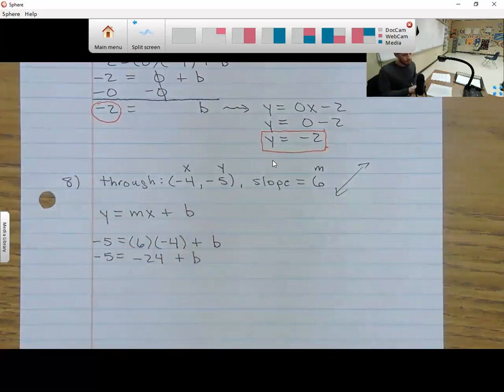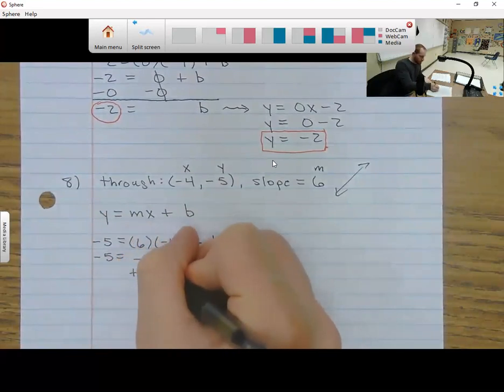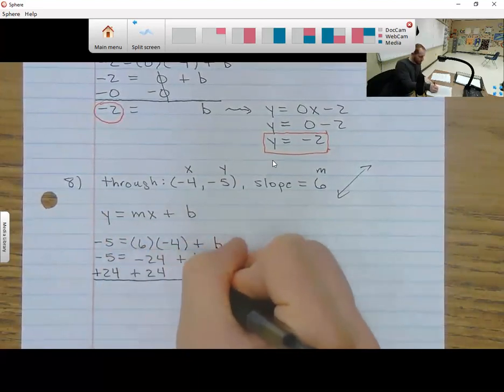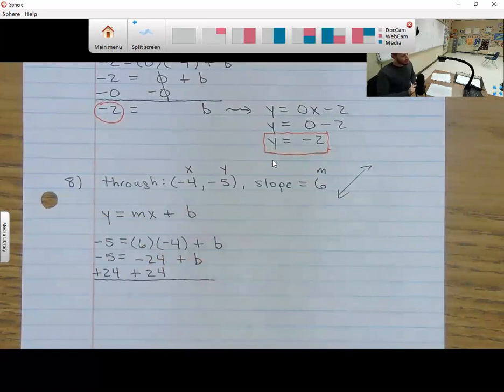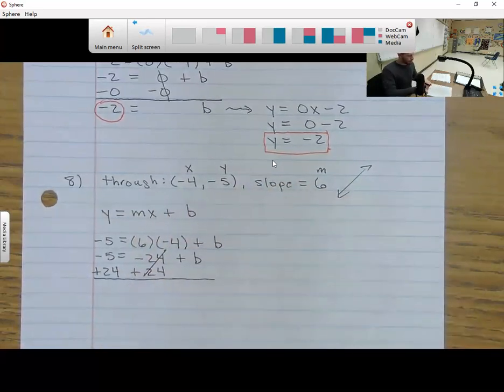So now to get b by itself, I would have to get rid of this negative 24. So how do I get rid of a negative number? I would just have to add the positive of it, basically. So we're going to add 24 to both sides. I hope that makes sense. When we add 24 to both sides, the positive 24 and the negative 24 are going to cancel out to give me 0. But since it's 0, I don't need to write that. All I need to do is just bring down the b.